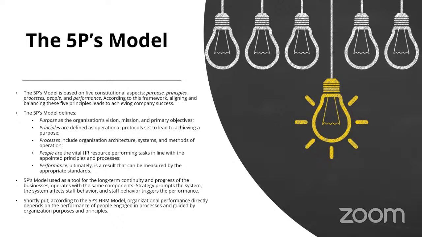The system affects staff behavior, and staff behavior triggers performance. So strategy prompts system, system affects staff behavior, and staff behavior triggers performance. Shortly put, according to the 5 Ps HRM model, organizational performance directly depends on the performance of people engaged in processes and guided by organizational purposes and principles.